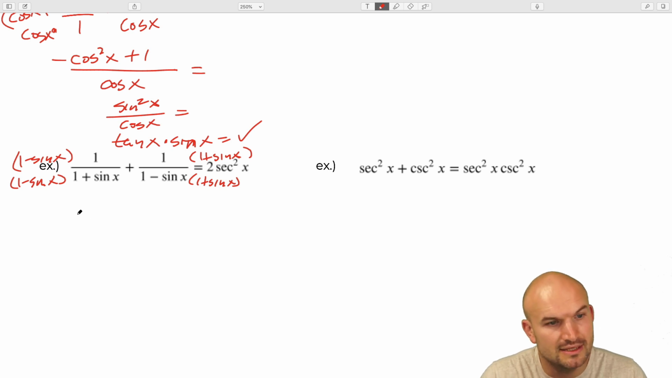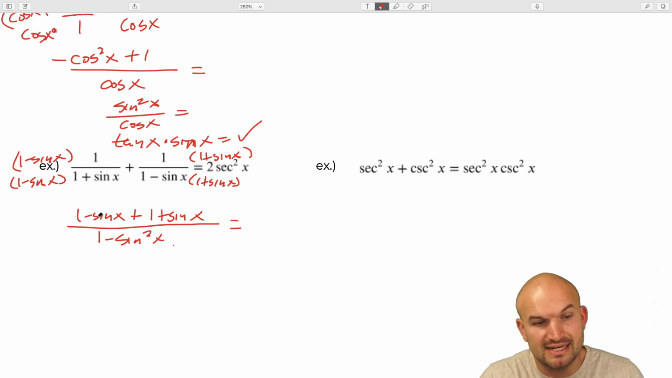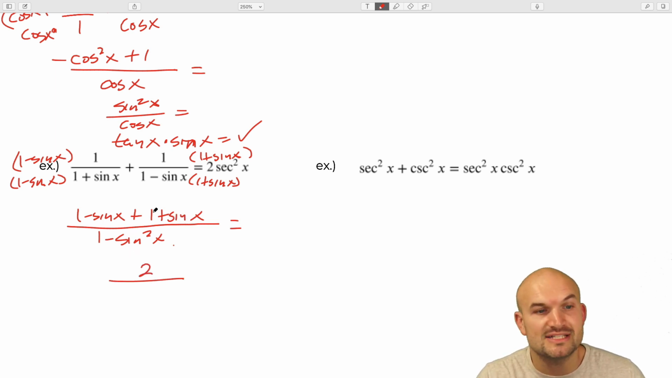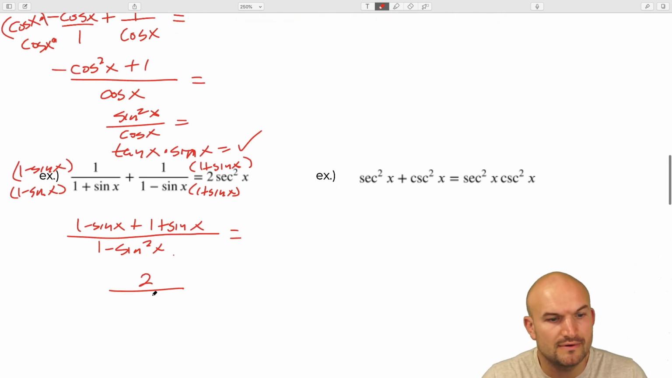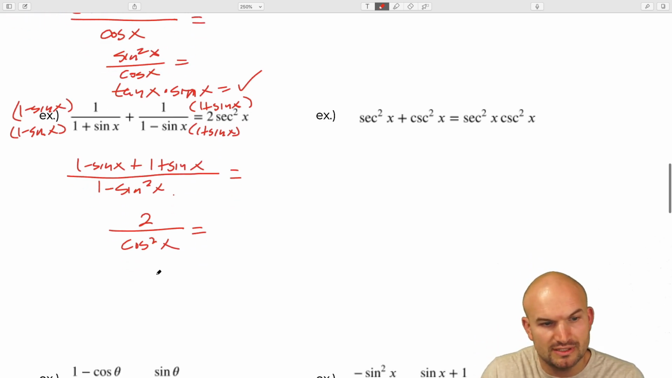Okay, so in doing that, I get a 1 minus a sine of x, plus a 1 plus a sine of x, all over... Now, we can go ahead and distribute this, right? So let's multiply this out. This would be 1 minus a sine squared of x. Now, obviously here you can see that negative sine of x plus sine of x just goes to 0, right? So that becomes a 2 over 1 minus sine squared of x. Well, we already did that, right? That's cosine squared of x. Now, obviously, we can use the reciprocal property to show that this is equal to 2 secant squared of x. Verified.